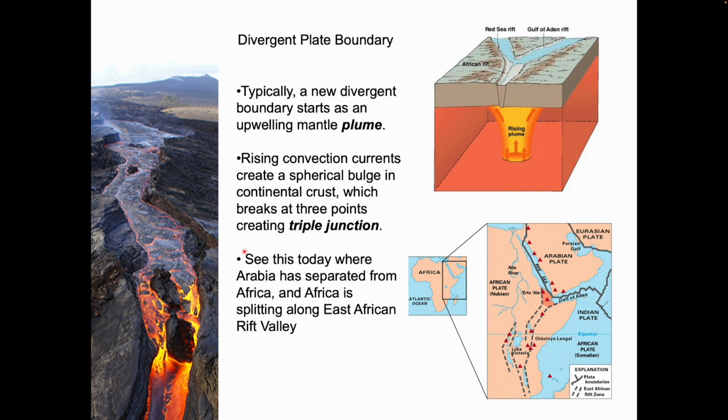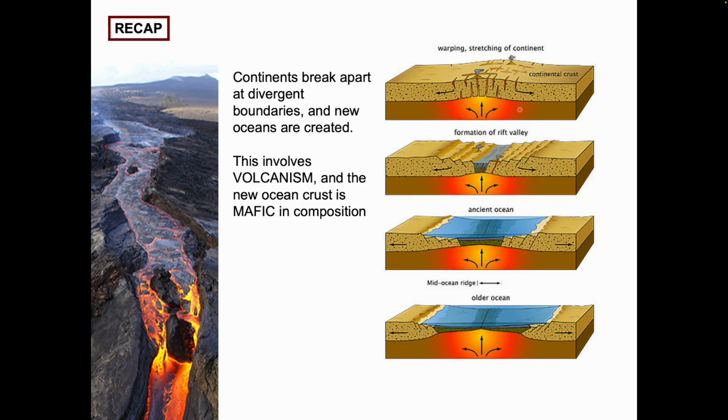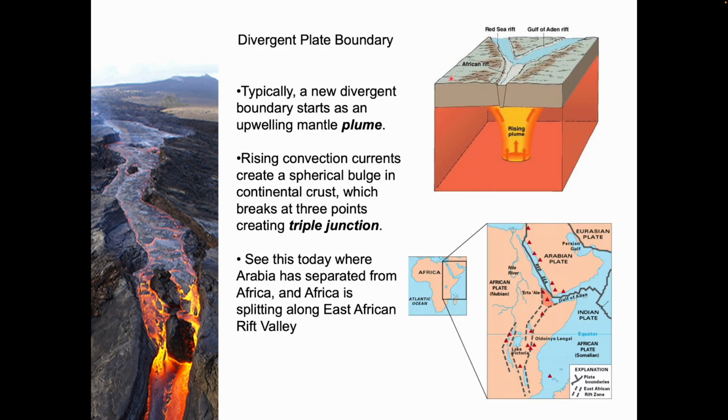These rising convection currents create a spherical bulge. If I go back, you can see that bulge in the first stage of this diagram, where your crust is warped, stretched, and domed upward. And your crust breaks in three places, creating what's called a triple junction, just a place where three tectonic plates meet. We see this today in Arabia and East Africa.